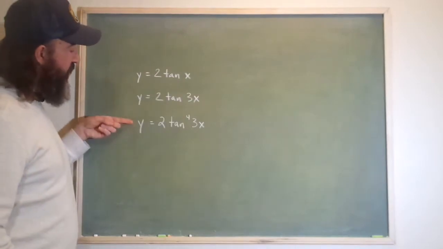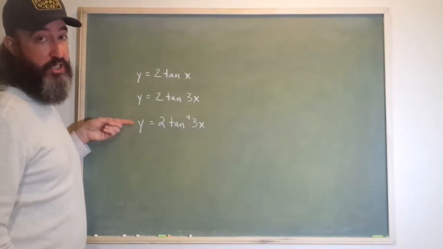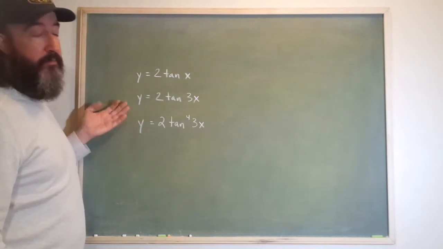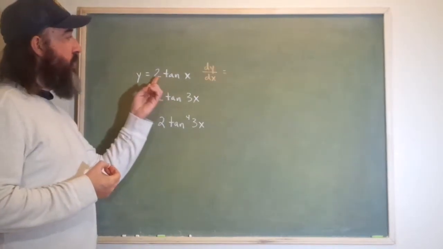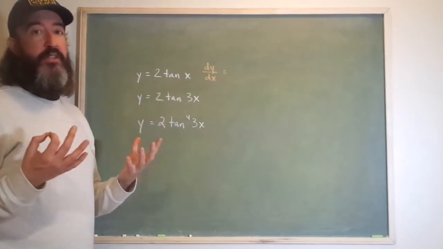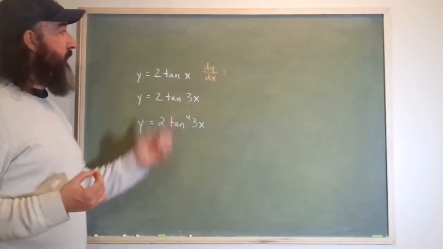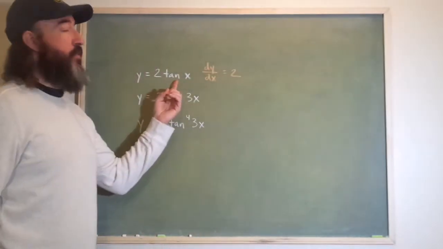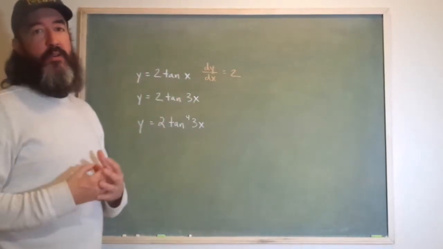To get the derivative of this function, I have a feeling I'm going to need to use the chain rule twice. Let's start by easing our way into it. I'm going to get the derivative of 2 times tangent x. I don't need to use the product rule because 2 is a constant multiplier. 2 is just going to come along for the ride. And of course, the derivative of tangent is secant squared.